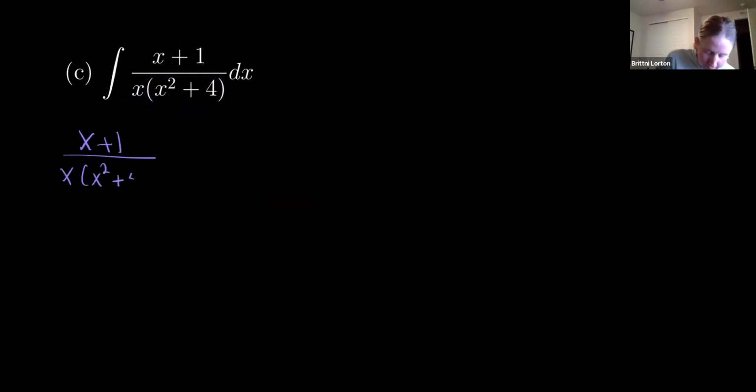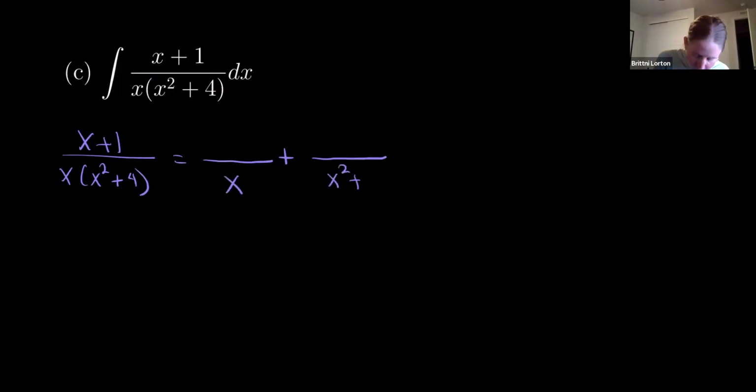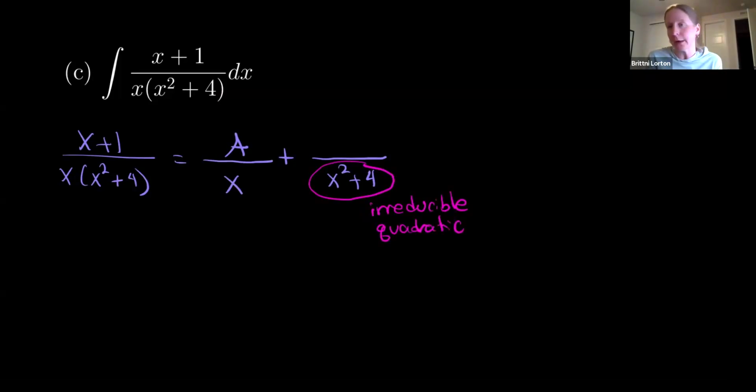I still notice that there are 2 factors on the bottom. So I'm going to have 2 fractions, the x and the x squared plus 4. I'll still have an a on top of the x, but this has a new name. Because it did not factor any farther, this is called an irreducible quadratic. It's quadratic because of the x squared. It'd be cubic if it were an x cubed. Irreducible means this doesn't factor any farther in the real numbers. It does factor in the complex numbers, but we're not dealing with complex numbers right now.